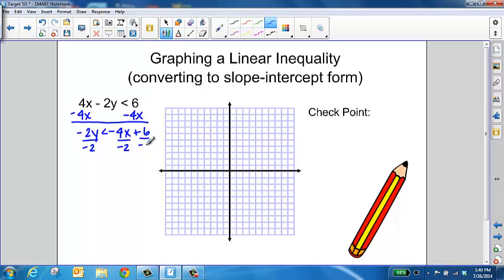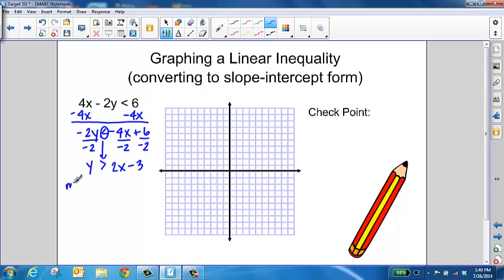Now remember, since this is an inequality, when we divide an inequality by a negative number, or if you ever multiply by a negative number, you have to take that inequality symbol and flip its direction. So since it was a less than sign, it's now going to become a greater than sign. And then negative 4 divided by negative 2 gives us a positive 2x, and then positive 6 divided by negative 2 gives us a negative 3.